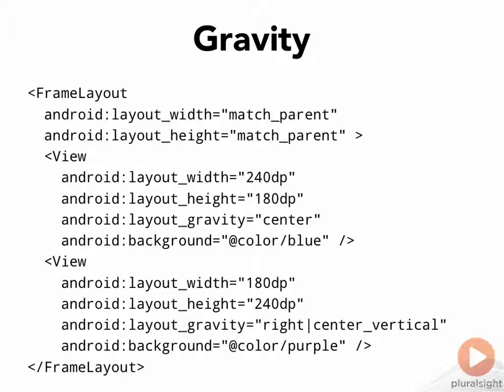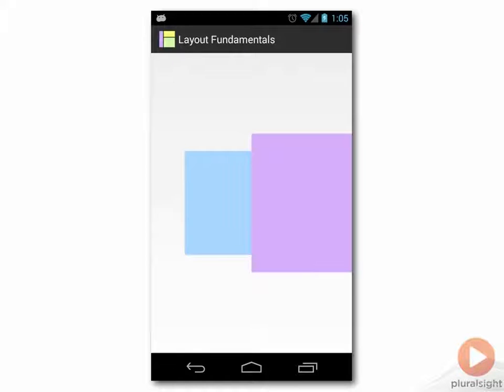You can use multiple values for gravity. Here, I changed the purple view to be of gravity right pipe center horizontal. This is how it looks. For the horizontal gravity, it gets the value right. And for the vertical gravity, it gets the value center. So it is put vertically in the middle of the screen, and then it gets pushed to the right-hand side.